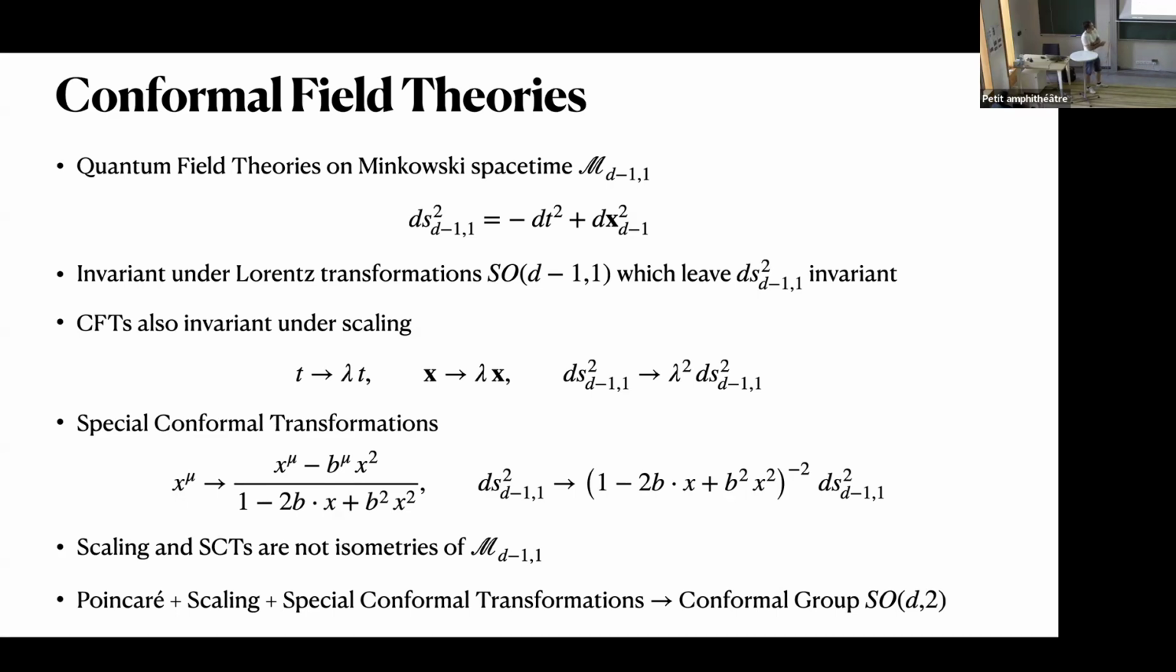Now, conformal field theories have some extra symmetries. One of those is scaling. You basically scale both the time and the spatial directions. And the reason I'm writing this is that this is no longer a symmetry of the background metric. So there has to be a non-trivial transformation of your fields that will compensate for the lack of symmetry of the metric. Even the scalar fields will transform non-trivially under scaling transformations. So the metric is not left invariant, and scaling is not a symmetry of the Minkowski metric.